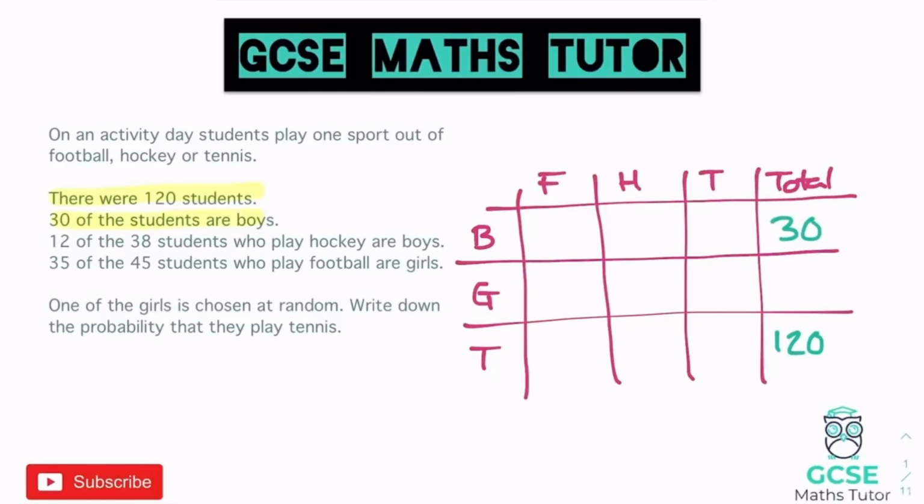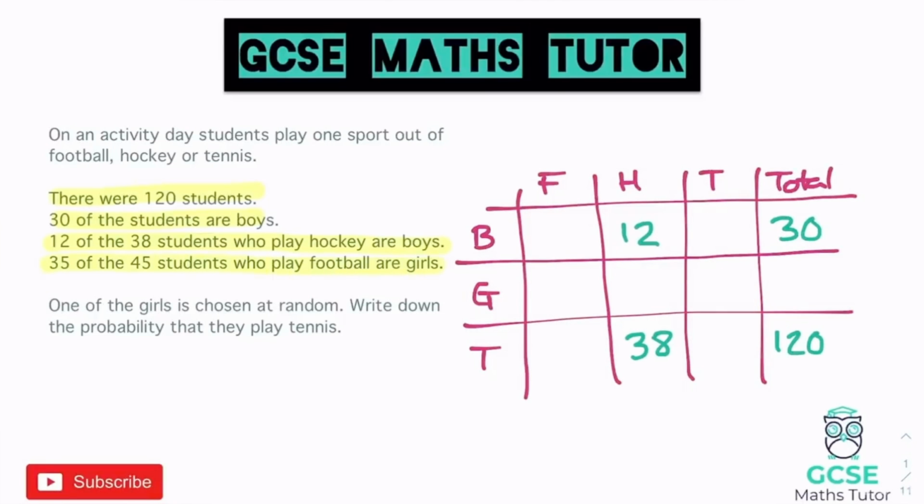Let's have a look. This has got 2 bits of information here. Look, it says 12 of the 38 students who play hockey are boys. So that says 12 of the people that play hockey are boys, and that's out of the 38 that play hockey. So 12 are boys. Let's have a look for the hockey column. 12 boys out of 38 down there. And we've got the same piece of information here with the football. It says 35 of the 45 who play football are girls.